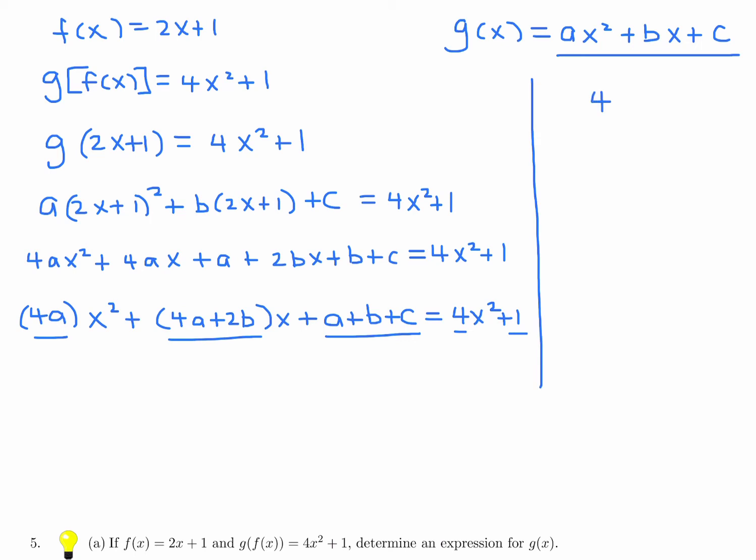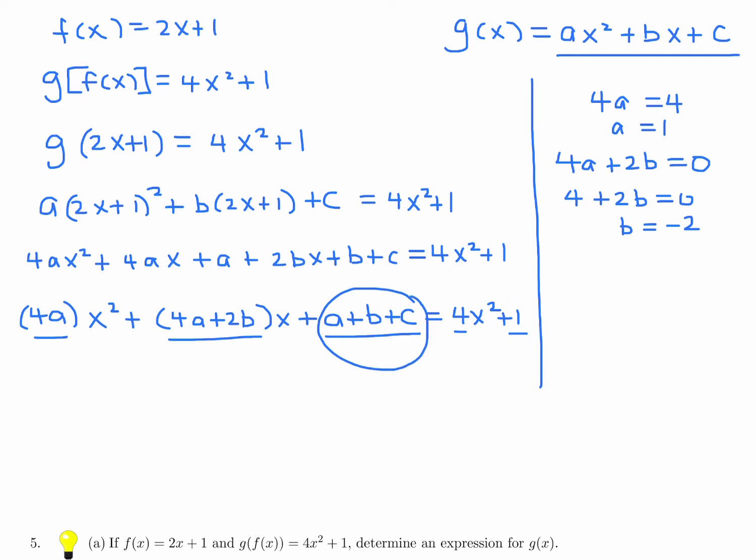The first one, 4a is equal to 4. So immediately we can figure out that a is 1. That's very good. The next one is 4a plus 2b is equal to 0 because the other side has no x term. Now a is 1, so that means 4 plus 2b is equal to 0, and therefore b is equal to negative 2. And then finally, this guy right here is equal to 1. So a plus b plus c is equal to 1. A is 1. B we just figured out was negative 2. So that means c is going to be equal to 2.